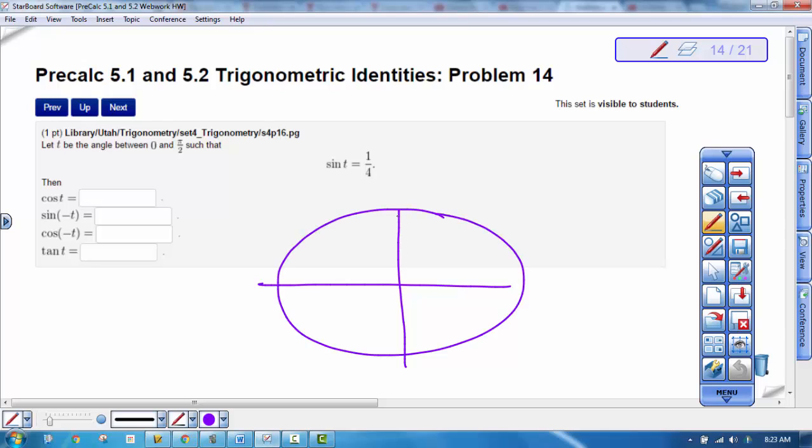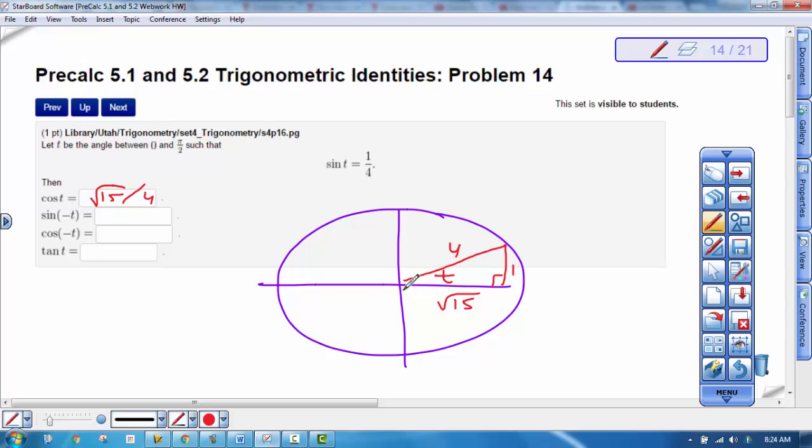They told us that t is an angle between 0 and 90. We're in the first quadrant, and then they give us this information about sine, which helps us draw a reference triangle where sine is opposite over hypotenuse, which makes this the square root of 15 again. Now we want to find the cosine of t. That's adjacent over hypotenuse, so it's square root of 15 over 4.